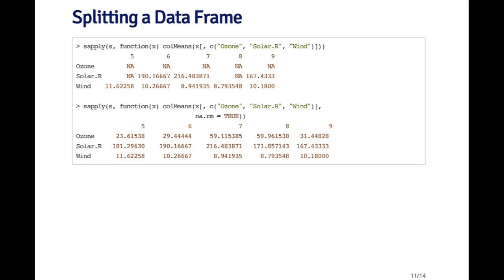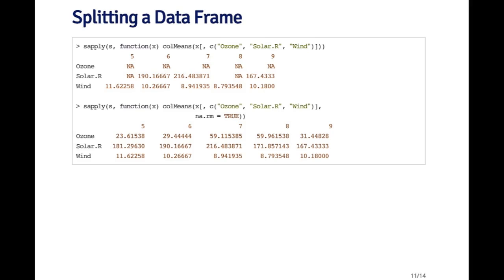So one thing I can do is pass the na.rm argument to colMeans. That will remove the missing values from each column before calculating the mean. And now, when I call sapply on the split list, I can get the means of the observed values for each of the 3 variables for each of the 5 months.